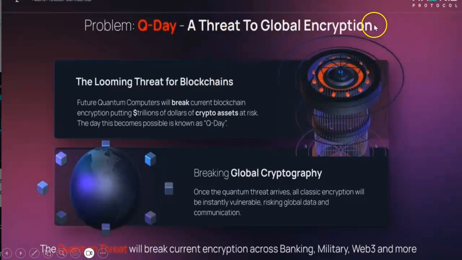The threat to global encryption, the looming threat for blockchain. The future quantum computer will break current blockchain encryption, putting trillions of dollars of crypto assets at risk. The day this becomes possible is known as Q-Day. Now, this is exactly what I said earlier.